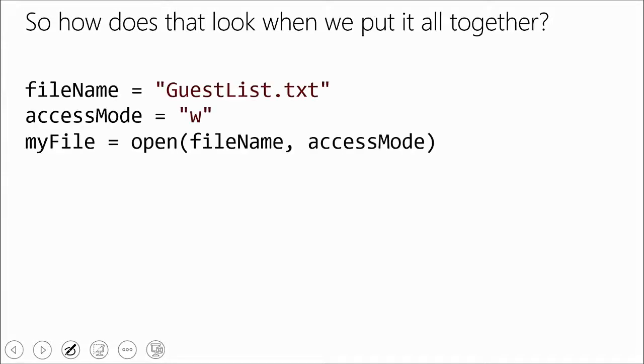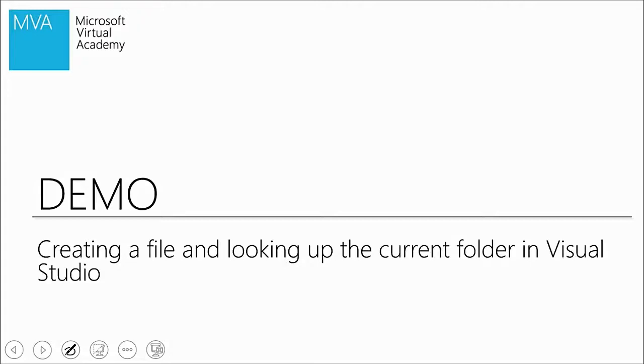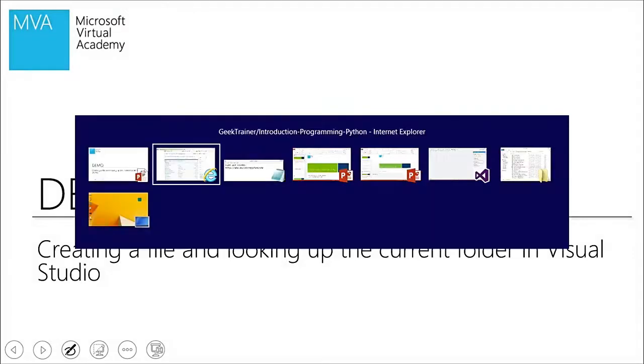And how does it all look when we put it together? It looks a little bit like this. Susan put all of this together, put the slides together. You'll notice file name equals, and access mode equals. And then you'll notice that we've got open. Let's open up Visual Studio and actually see it. More interesting.